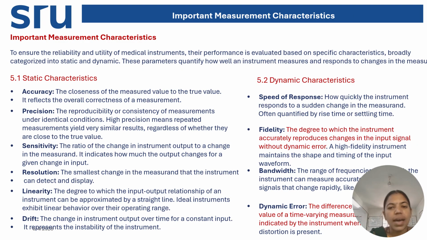Next one, important characteristics: static characteristics and dynamic characteristics of the medical measurement. Static characteristics, first one, accuracy. It is the closeness of the measurement value to the true value, so it reflects the correctness of the measurement. Precision, the reproducibility or consistency of the measurement under identical conditions. Sensitivity, the ratio of change of the output to the change in the input.